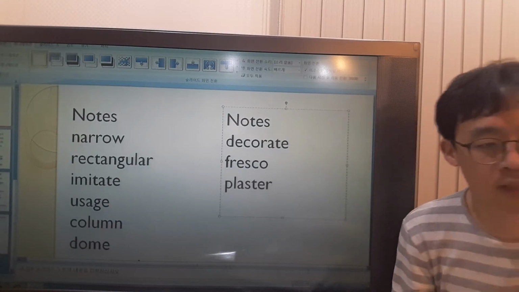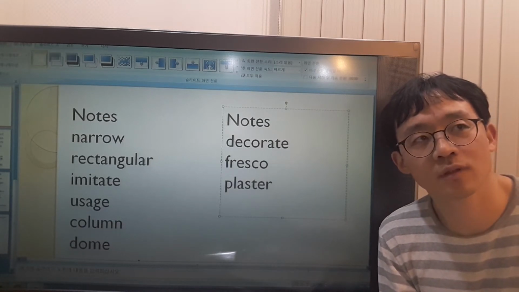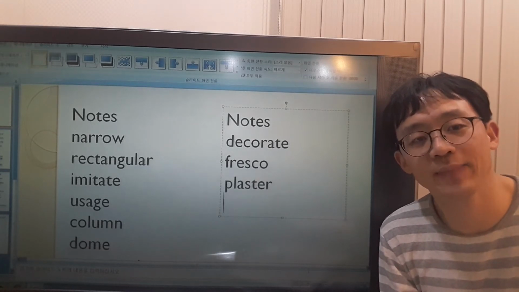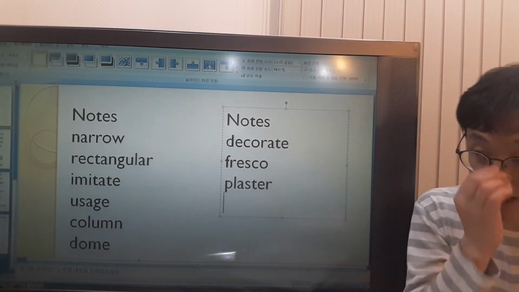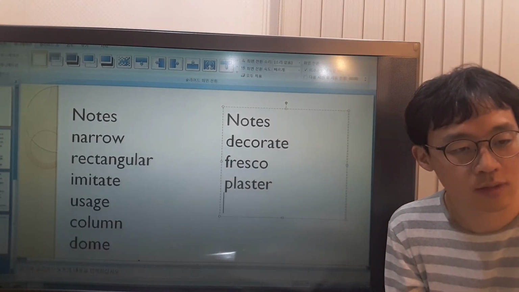What is a plaster? Plaster is a smooth paste made of sand, lime, and water. You understand? And you cover walls or ceilings with it. It becomes hard when it gets dry.